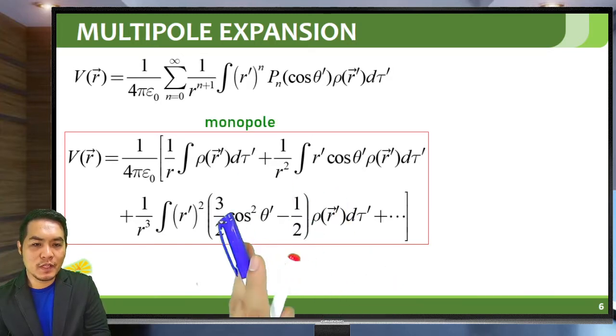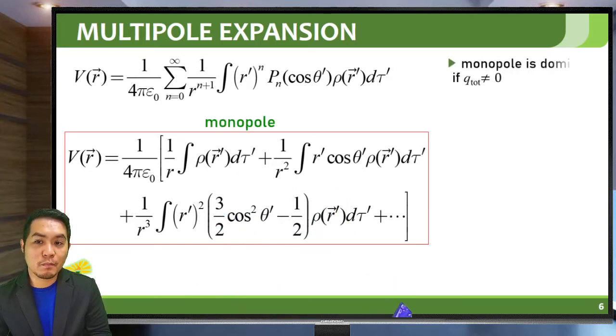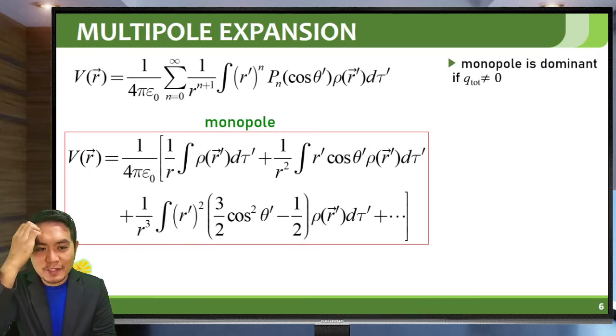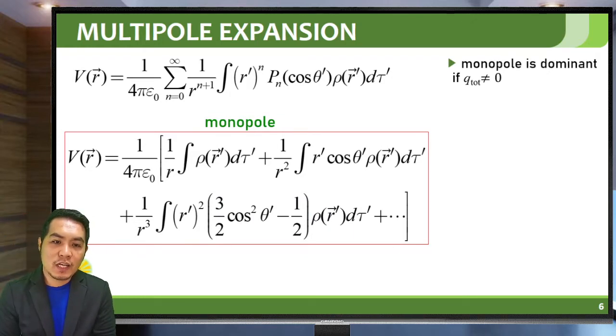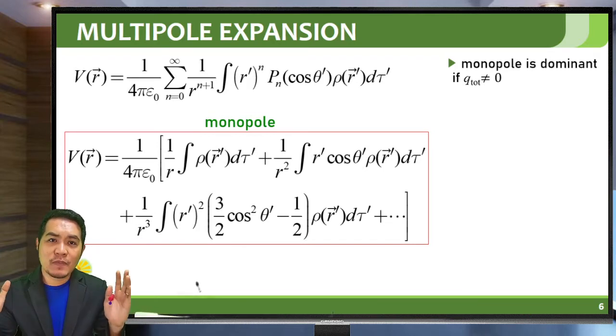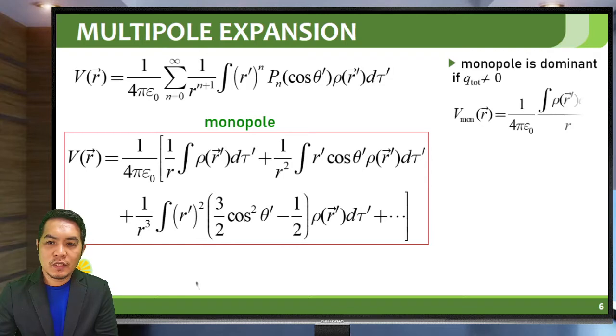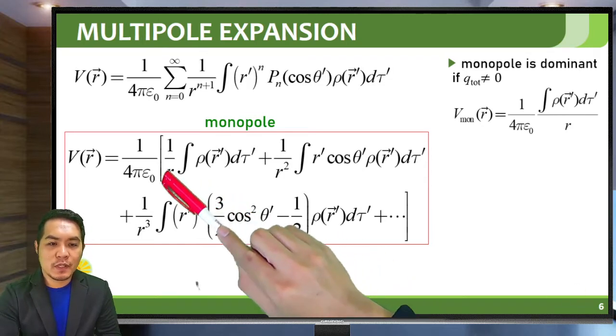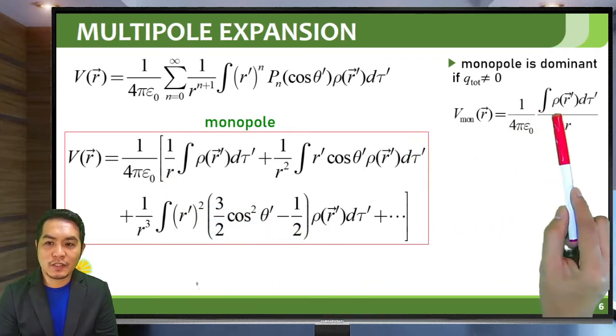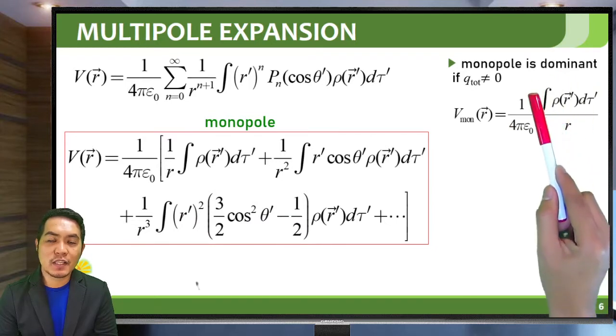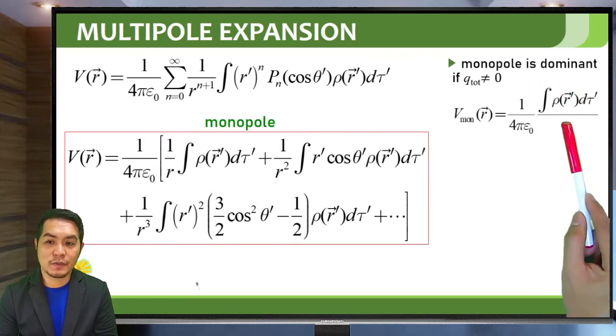So the first term will actually be corresponding to the monopole term. So in the event that the total charge of your given system is not equal to 0, then the monopole term is the dominant term. So you can just approximate your potential up to the monopole term. So the monopole term is this one. So you will notice it's just kq over r. So integral of rho d tau, this is just our q, our total charge q.